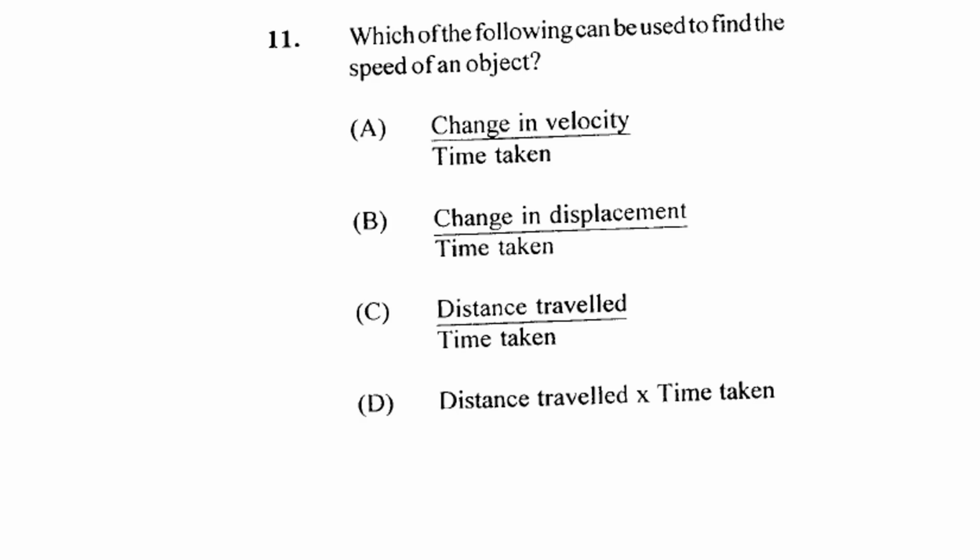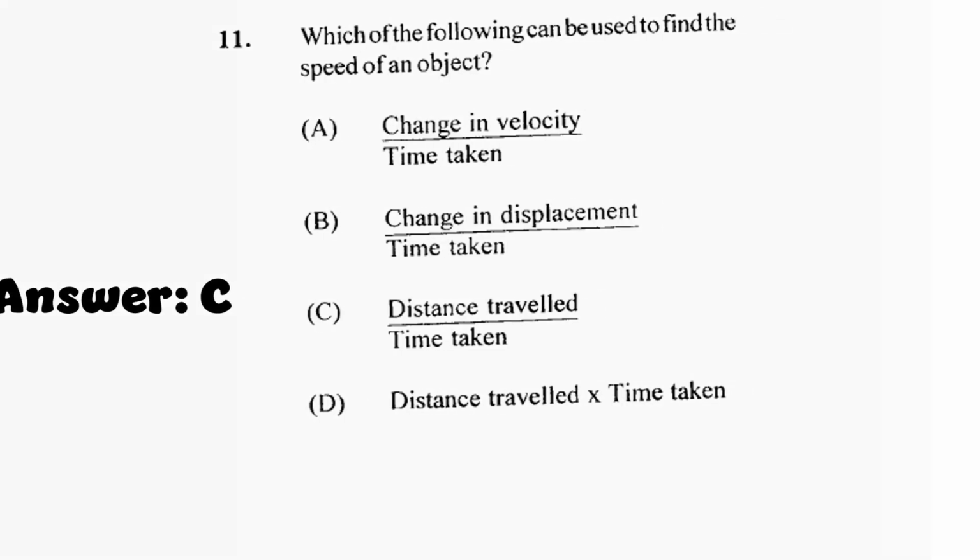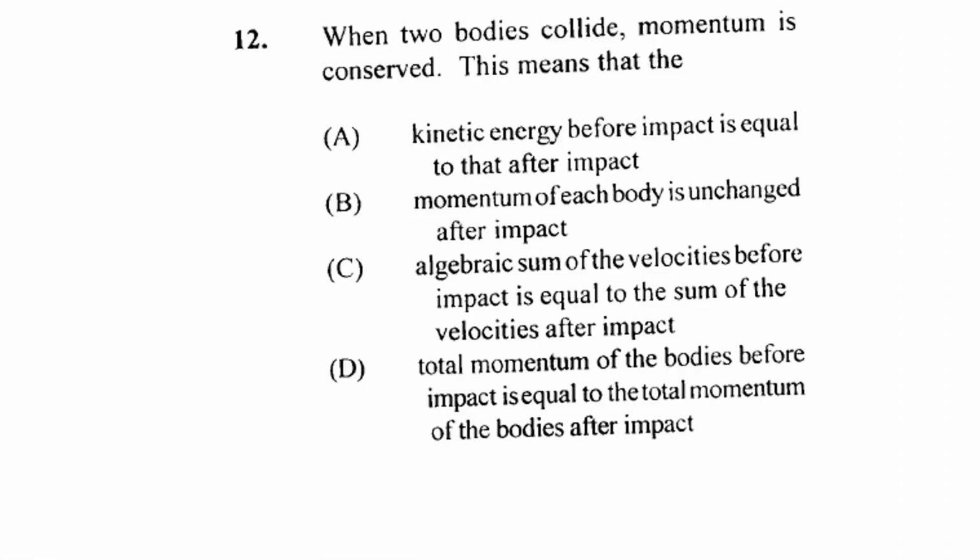Well, here we're asked to find the speed. Option B is displacement over time, so that would be actually velocity. Speed is a scalar, it doesn't have a direction, so it would be option C, distance traveled divided by the time taken.